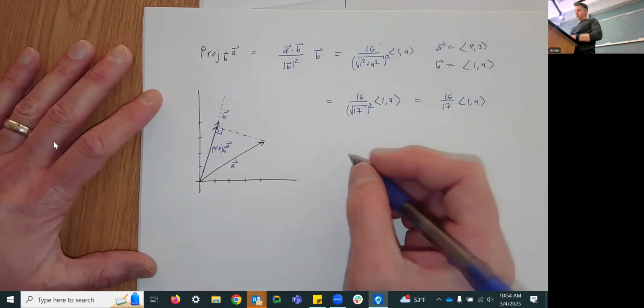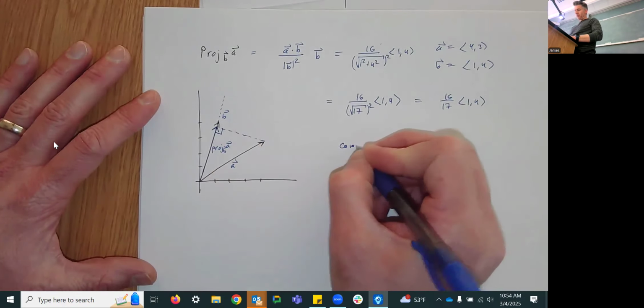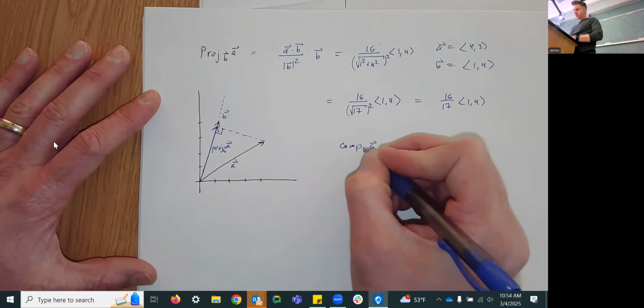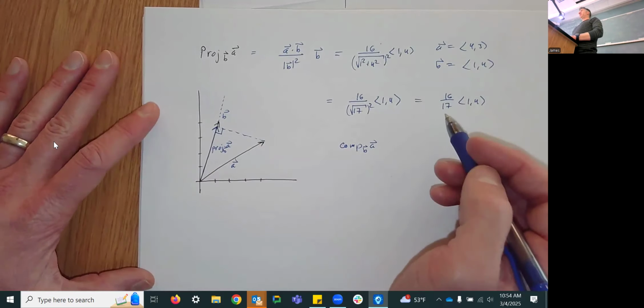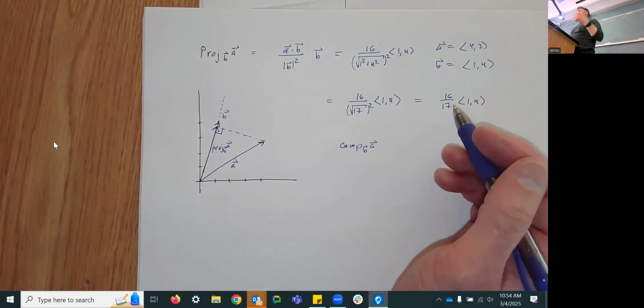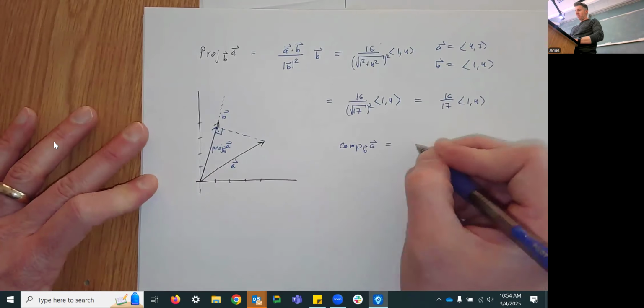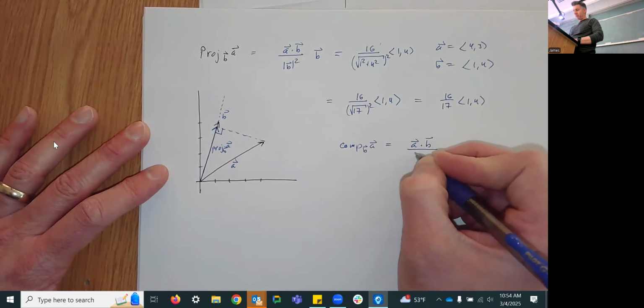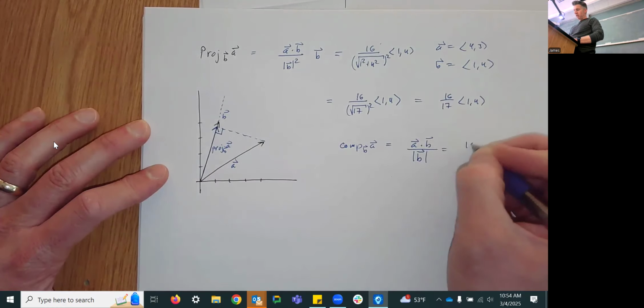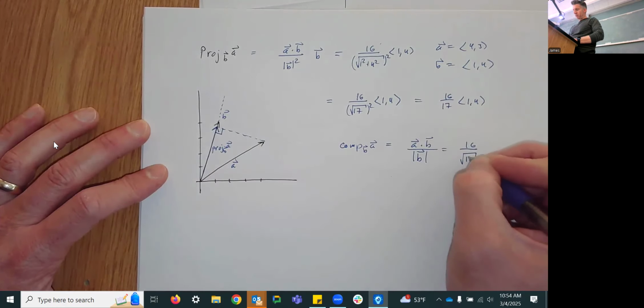And if we want to know the component of A onto B, even though you could find it as the magnitude of this vector, I think it's easier to go back to the original formula and say it's going to be A dot B divided by the magnitude of B, which is going to be 16 divided by the square root of 17.